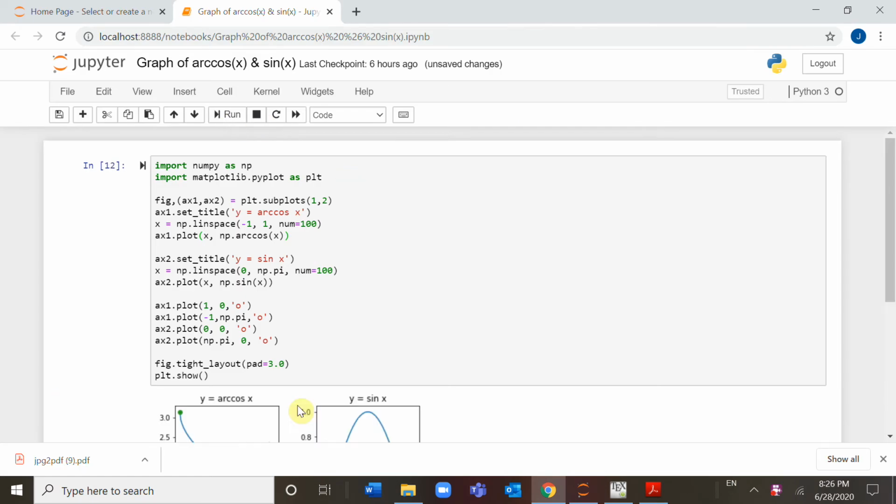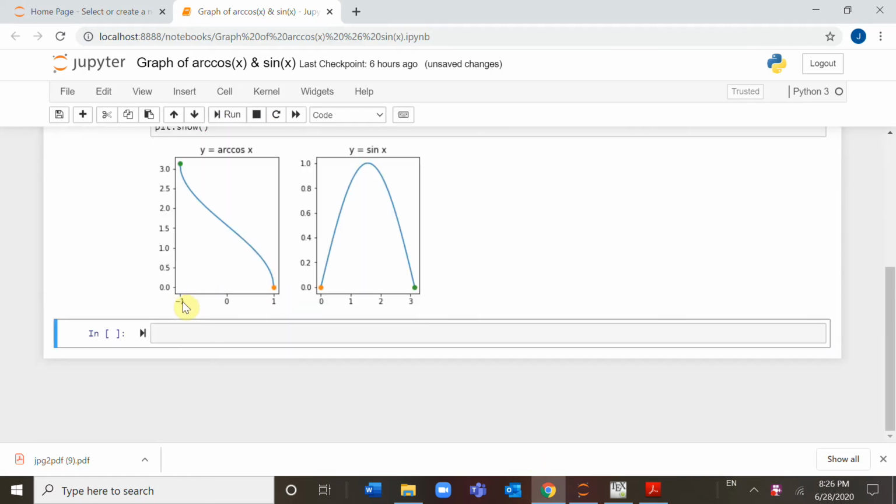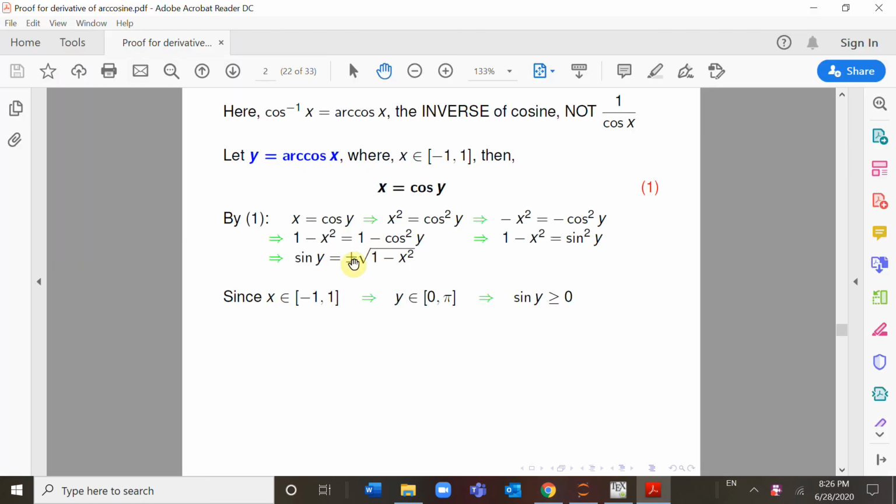We could run the Python code. You see, input is -1 to 1. The output is from 0 to pi. And for the sine function, input 0 to pi, output will not be negative. That's why we eliminate this negative.